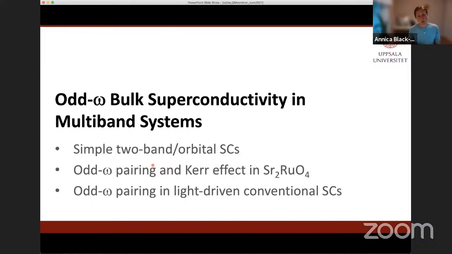Okay, so now I would like to switch gears a little bit and talk about odd frequency that doesn't happen in heterostructures. So now I want to go into the bulk. And the question is, how do you generate odd frequency there? And I'm going to show you that this will happen essentially anytime you have multiple bands, as long as the bands interact with each other a little bit. So I'm going to first show you how this works in a very simple 2-band or 2-orbital model, and then apply this to both Strontium Ruthenate and when we drive a superconductor with light.